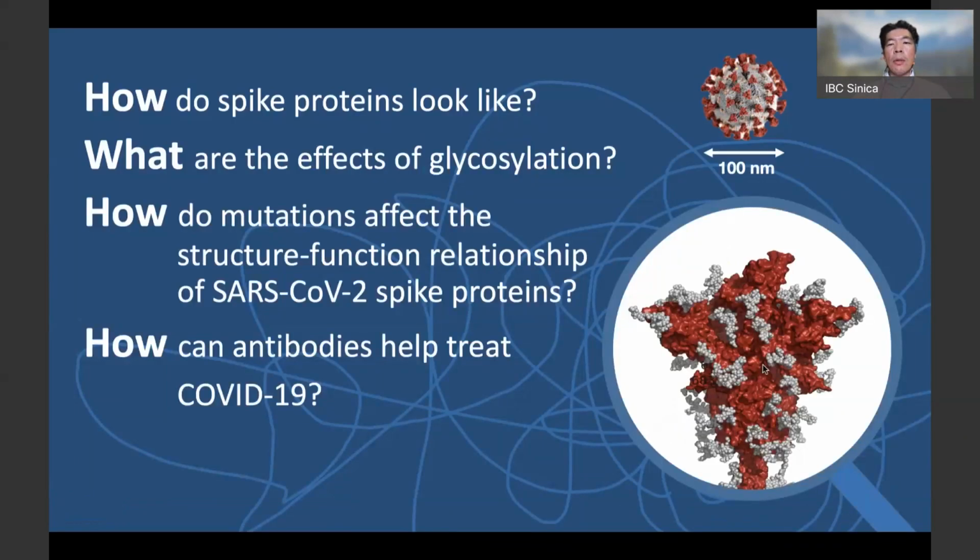So today I would like to tell you how we combine cryo-EM and mass spectrometry to investigate the structures of these spike protein variants, particularly in the context of glycosylation. I would like to also discuss how these mutations affect the structure-function relationships of the spike and how we can develop better antibodies against COVID-19.